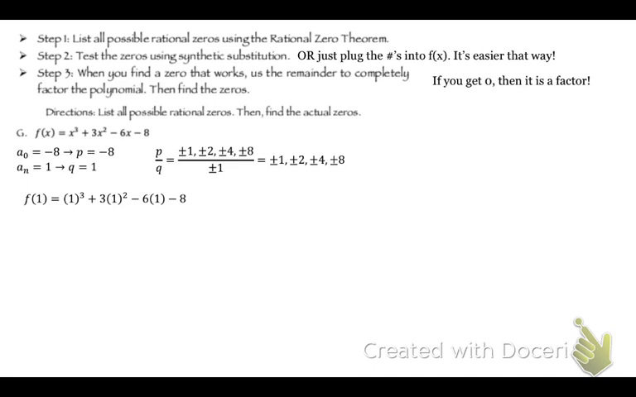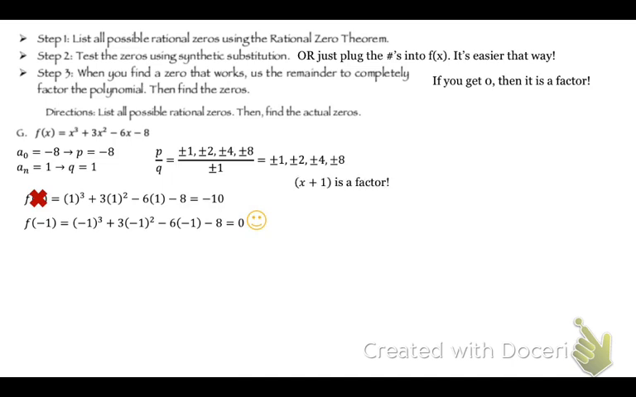So 1 cubed plus 3 times 1 squared minus 6 times 1 minus 8. So I'm just plugging it in to this right here. Okay, when I do that, I get negative 10, which does not equal 0, so then 1 is not one of my zeros. Well, let's do negative 1. Plug in negative 1, and you do get 0 this time. That means that negative 1 is a 0.